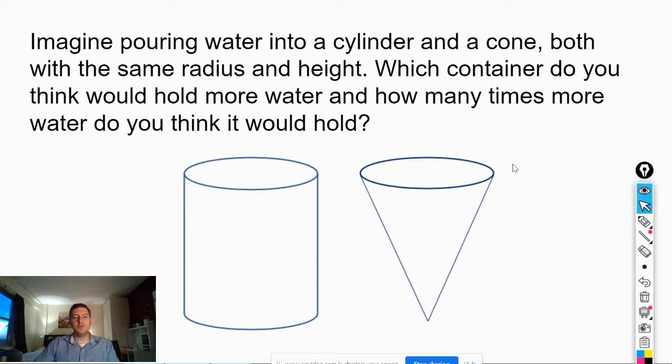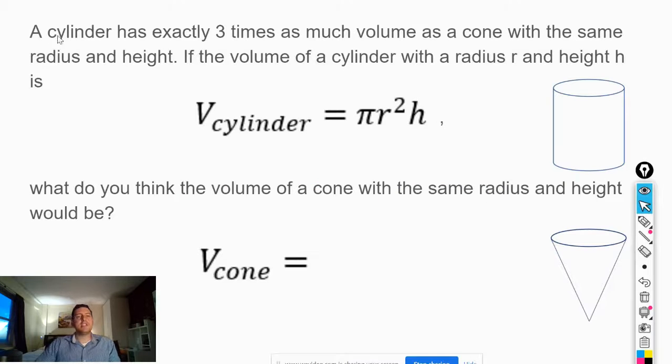All right, so let's move on here. A cylinder has exactly 3 times as much volume as a cone with the same radius and height. The volume of a cylinder with a radius r and a height h is pi r squared times h. We saw that in the other video. If I have a cylinder over here and the radius is r and the height is h, then the volume of that cylinder would be the area of the base times the height.